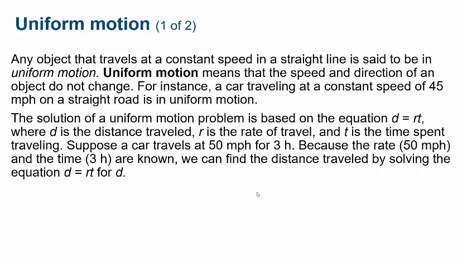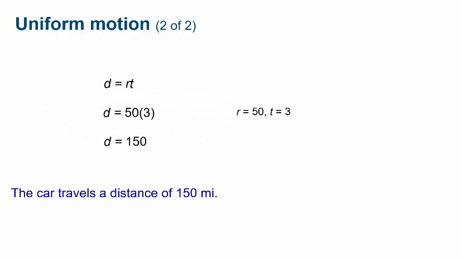Suppose a car travels at 50 miles per hour for 3 hours. Because the rate, 50 miles per hour, and the time, 3 hours, are known, we can find the distance traveled very easily by the equation distance is equal to rate times time for D. So distance is equal to rate times time, 50 miles per hour for 3 hours. The distance here is 150 miles. Pretty straightforward.